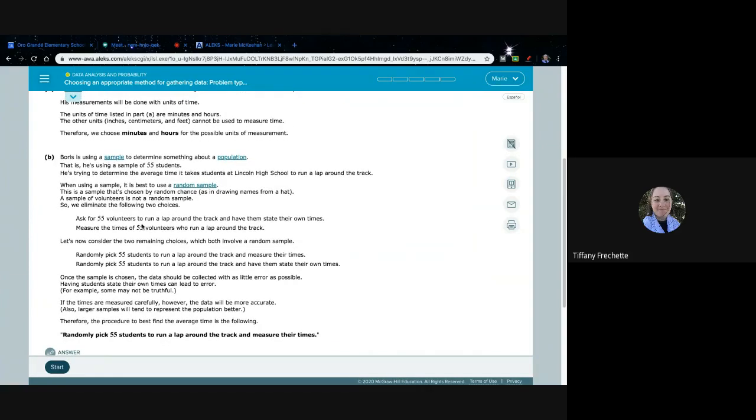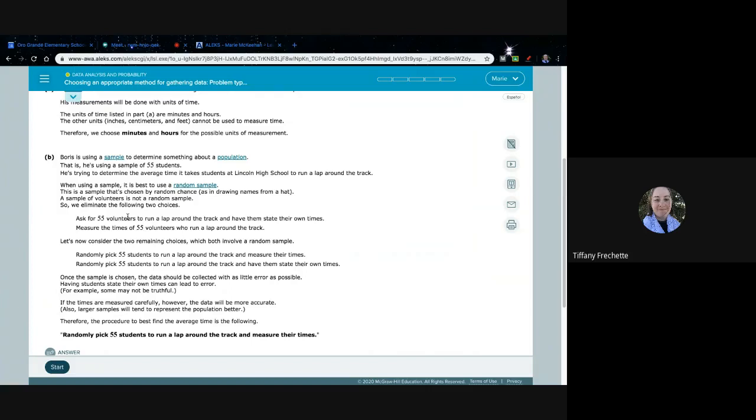Ask for volunteers to run a lap and measure the times of 55 volunteers. The fact that they're volunteering means that they probably are runners already. So that's not really a true sample of how long it would take an average student at Lincoln High School to run a lap. Because if you're volunteering for something like this, it's probably something that you already like to do or that you already do.